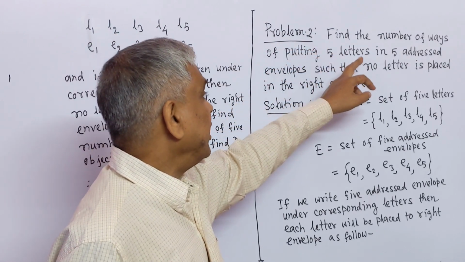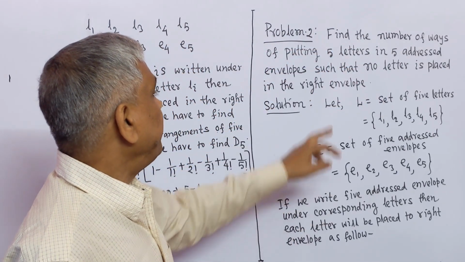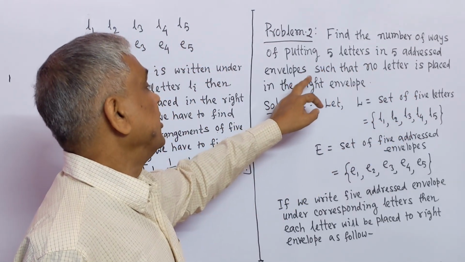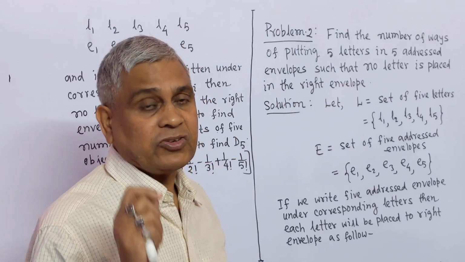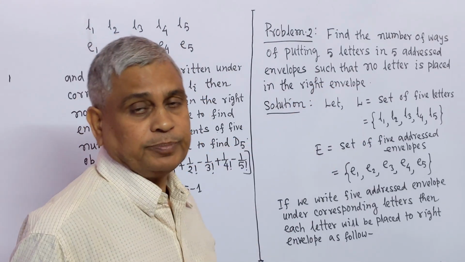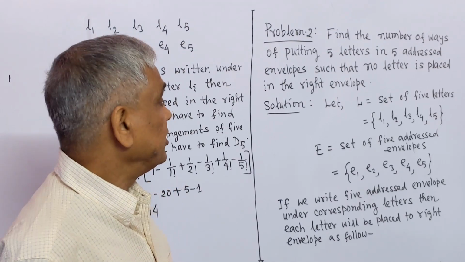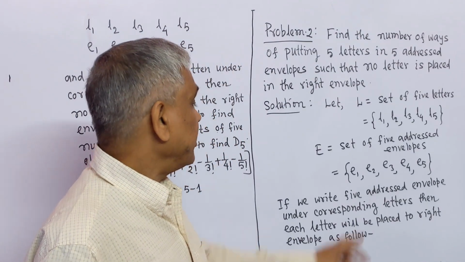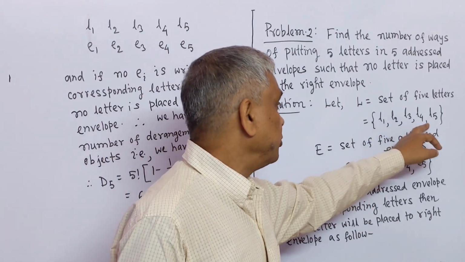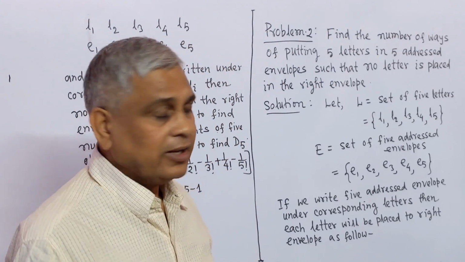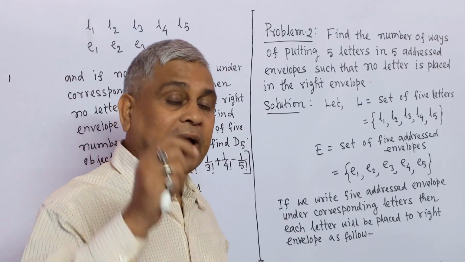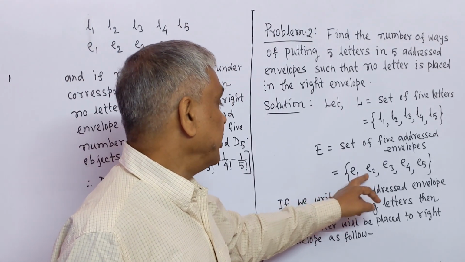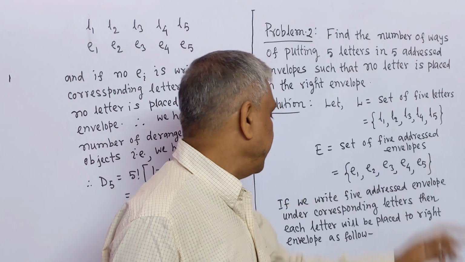Now we solve problem 2. The problem is, find the number of ways of putting 5 letters in 5 addressed envelopes such that no letter is placed in the right envelope. Now we solve this. Let L be the set of 5 letters. Letters are L1, L2, L3, L4, L5. And E be the set of 5 addressed envelopes. Envelopes are E1, E2, E3, E4, E5.